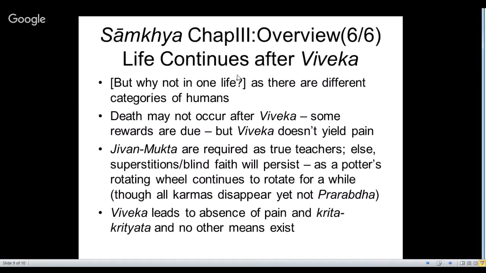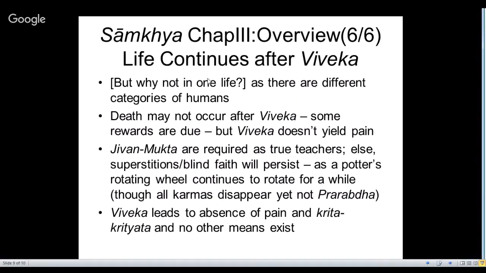First there is a Purva Paksh raising a question. If all this has happened, can it happen in one life? Then he is saying there is no such guarantee because the individuals are of different categories, all are adhikari work, there are some very superior, some very inferior kind of people.